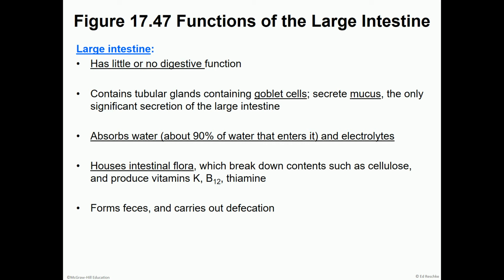A very important function of the large intestine is that it has a lot of intestinal flora. It has lots of bacteria, and it helps in breaking down things that we cannot digest, for example, cellulose. It also helps in the production of vitamins like vitamin K, vitamin B12, and thiamine. The last of the functions of the large intestine would be to form the feces and to carry out the process of defecation.